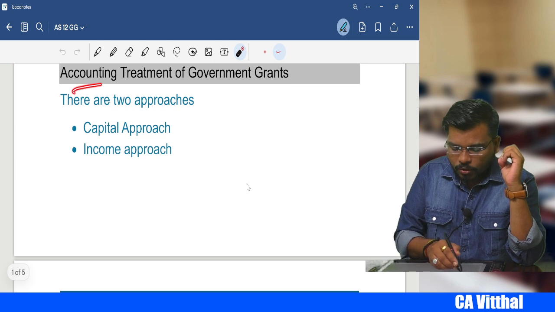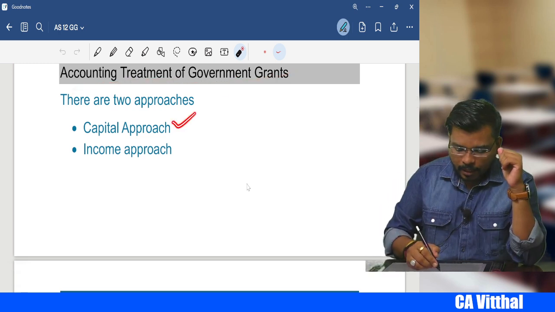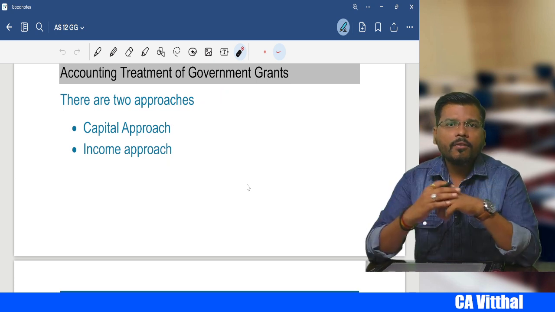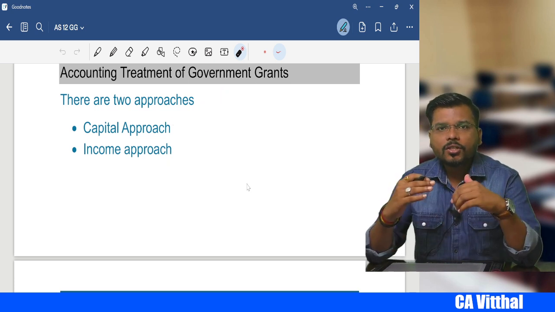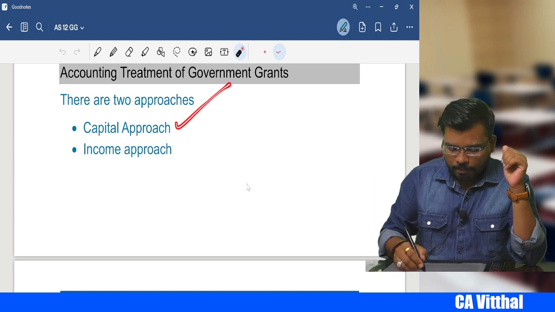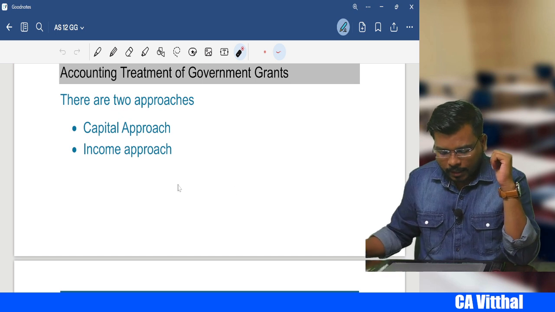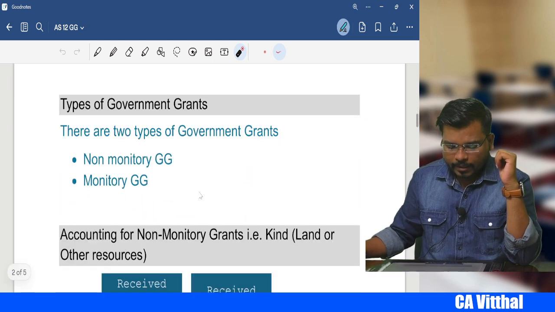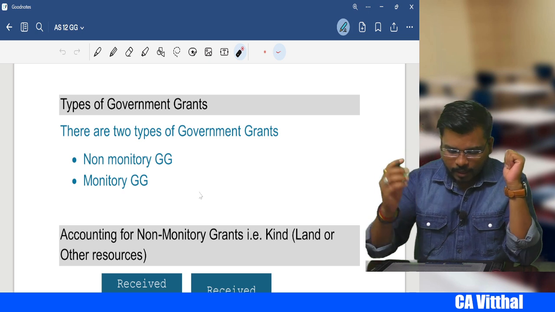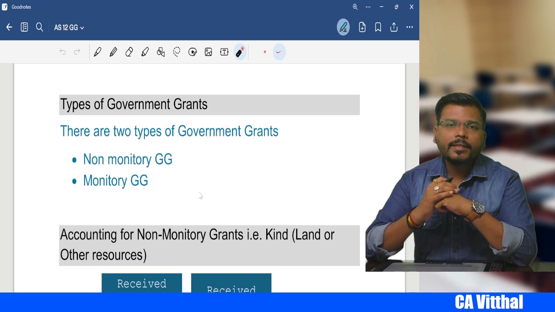Next, my dear students, there are two approaches for government grant, that is capital approach and income approach. Capital approach means whenever the government grant is in relation to promoter contribution, we call that a capital approach, and other types of grant we call an income approach. Next one, types of government grant. There are two types of government grant: number one, non-monetary government grant, and number two, monetary government grant.